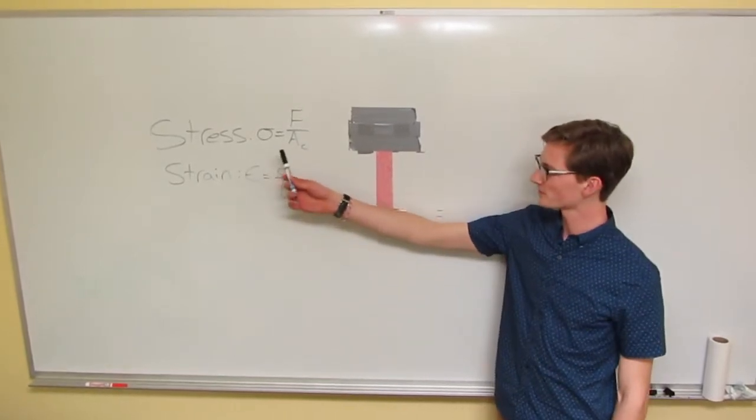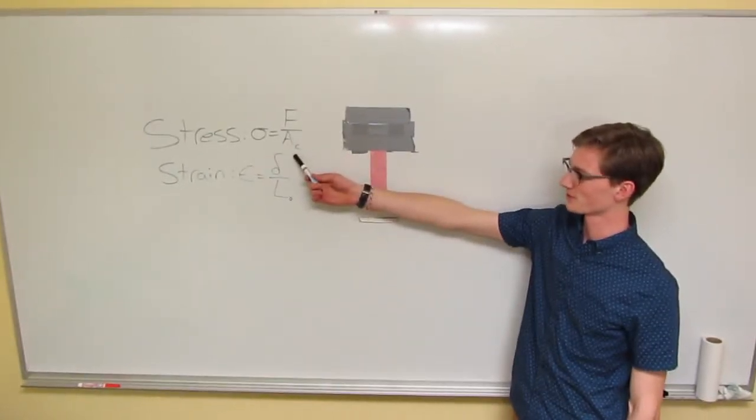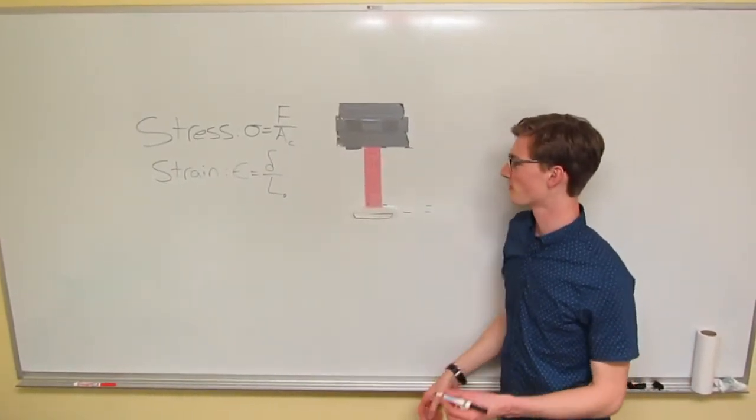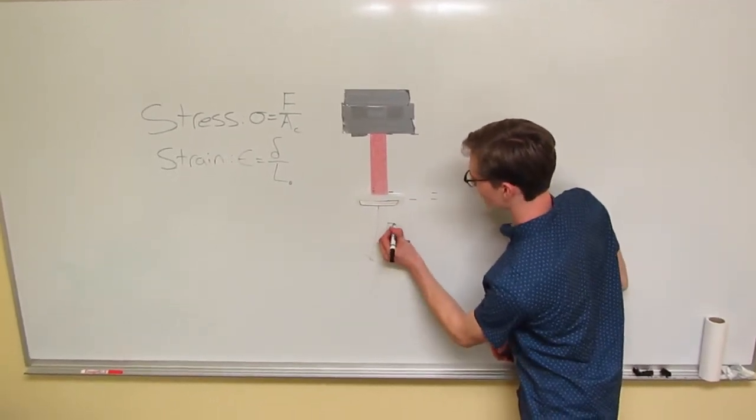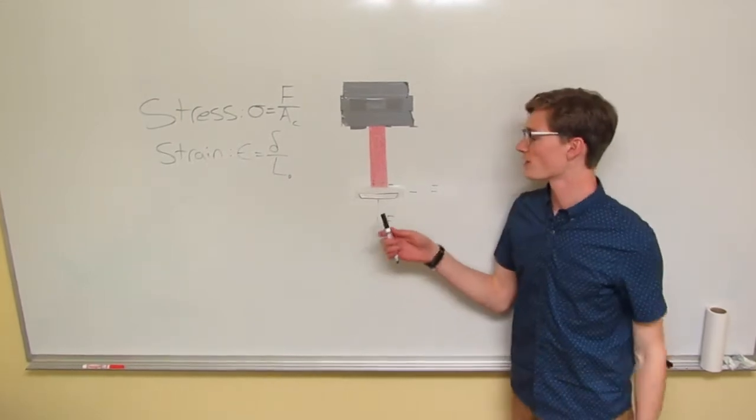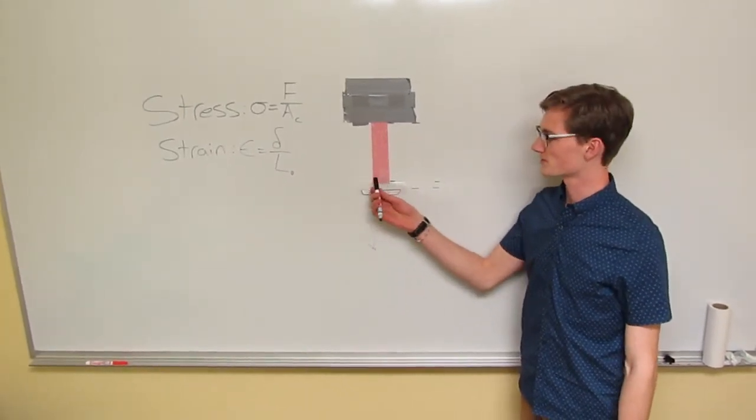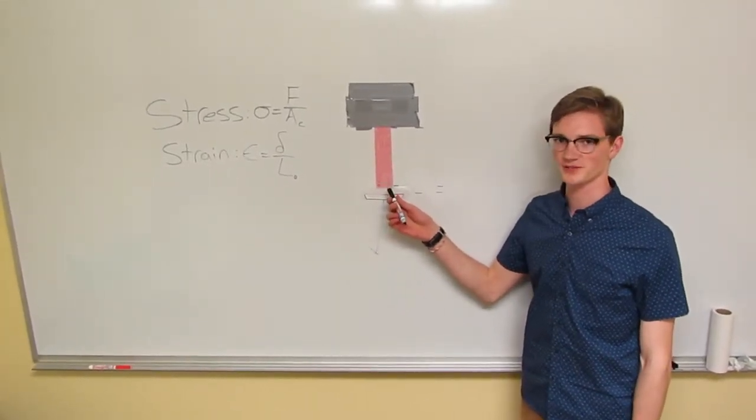Stress, or sigma, is defined as force over cross-sectional area. In this case, force is the force applied down on the plastic wrap, and cross-sectional area is the width of the plastic wrap multiplied by the depth of the plastic wrap.